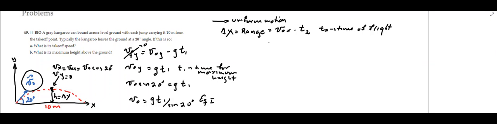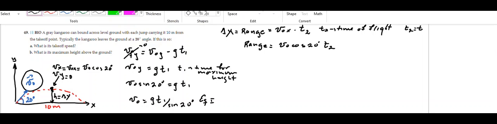So I know the range, okay? I know that v sub 0x would be v sub 0 cosine of the angle, so cosine of 20 degrees times t2, but we know that t2 will be equal to 2 times t1, sorry, because we don't have air resistance here.